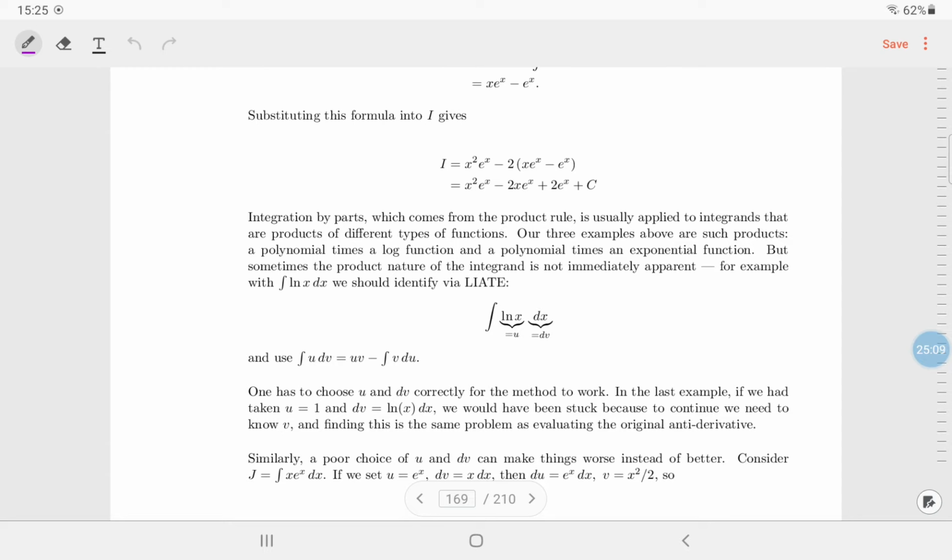So integration by parts, which comes from the product rule, is usually applied to integrands that look like a product. But you want to be careful because there's something here that's not actually been really said. When you're differentiating, basically everything has a derivative in terms of nice things. But for example, e to the minus x squared dx, there is a function that you differentiate and you get e to the minus x squared, but you can't write it in terms of any functions that you know about.